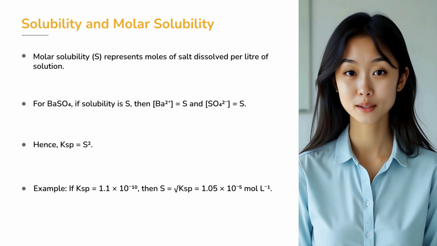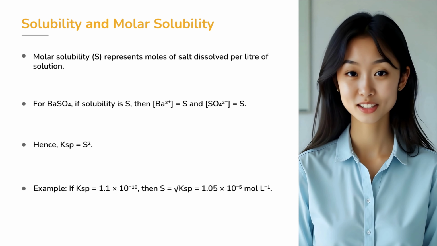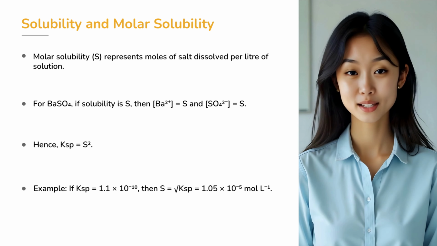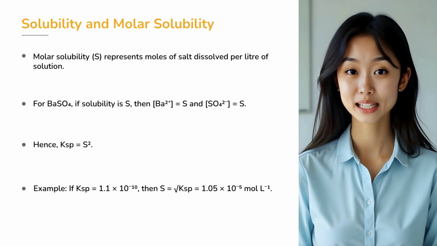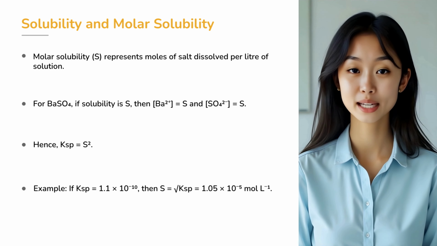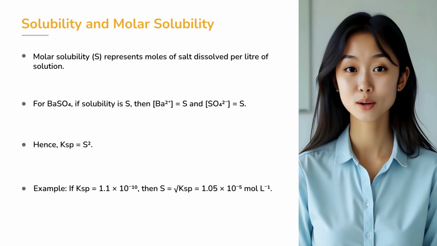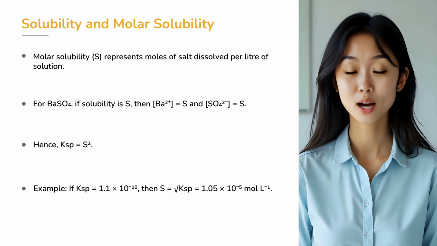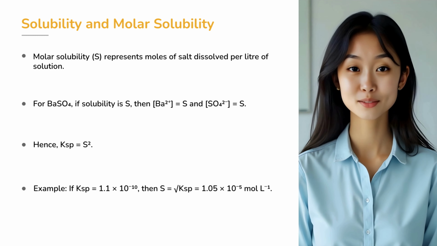For example, if the solubility product of barium sulfate is 1.1 times 10 to the power of minus 10 at 298 Kelvin, then the solubility S equals the square root of 1.1 times 10 to the power of minus 10, which comes out to about 1.05 times 10 to the power of minus 5 molar. This simple relation shows how the measurable solubility of a salt connects directly to its KSP value.